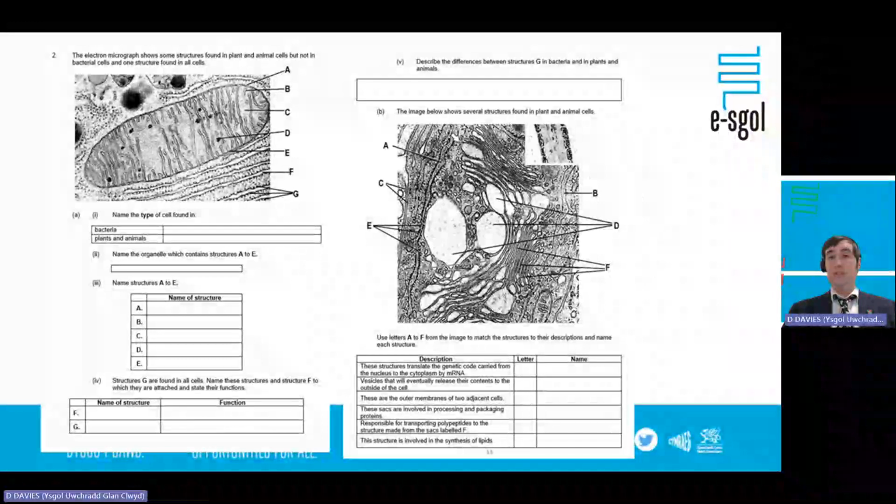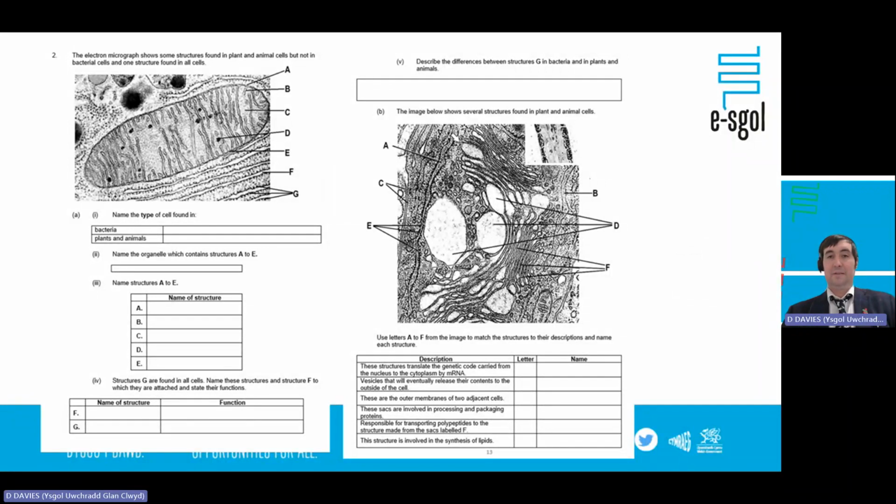Describe the difference in structures G in bacteria and in plants. So again, asking you to describe the difference. So you need to do a like for like here. Bacteria is this, plants and animals this. Bacteria this, plants and animals this.